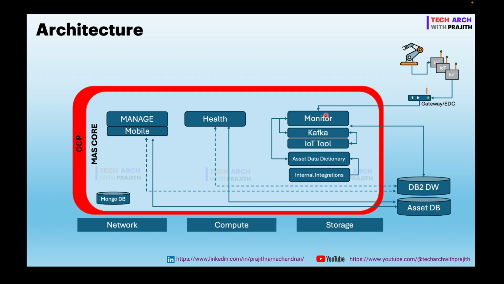Here again, you see in the right corner a robotic arm and various IoT sensors connected to it, which are connected to an edge data collector and a gateway, which ingest the data into Monitor. This is not part of the core architecture.